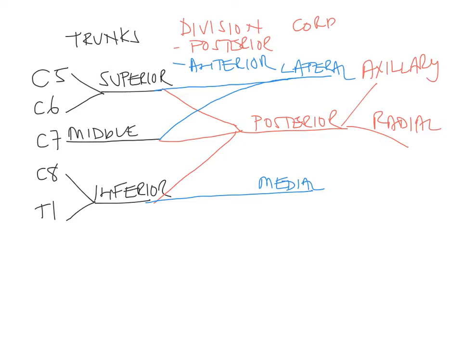The lateral cord gives rise to the musculocutaneous nerve, which is supplying the anterior muscles of the arm. The medial cord gives rise to the ulnar nerve, which is supplying anterior muscles of the forearm and the hand.